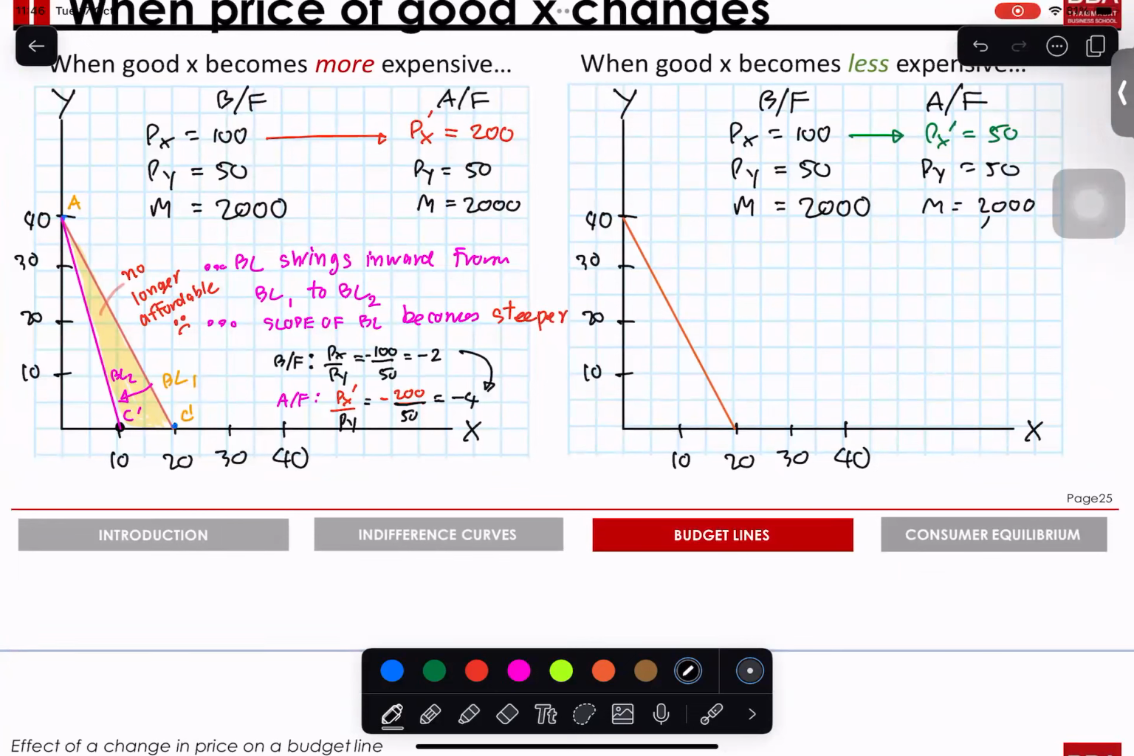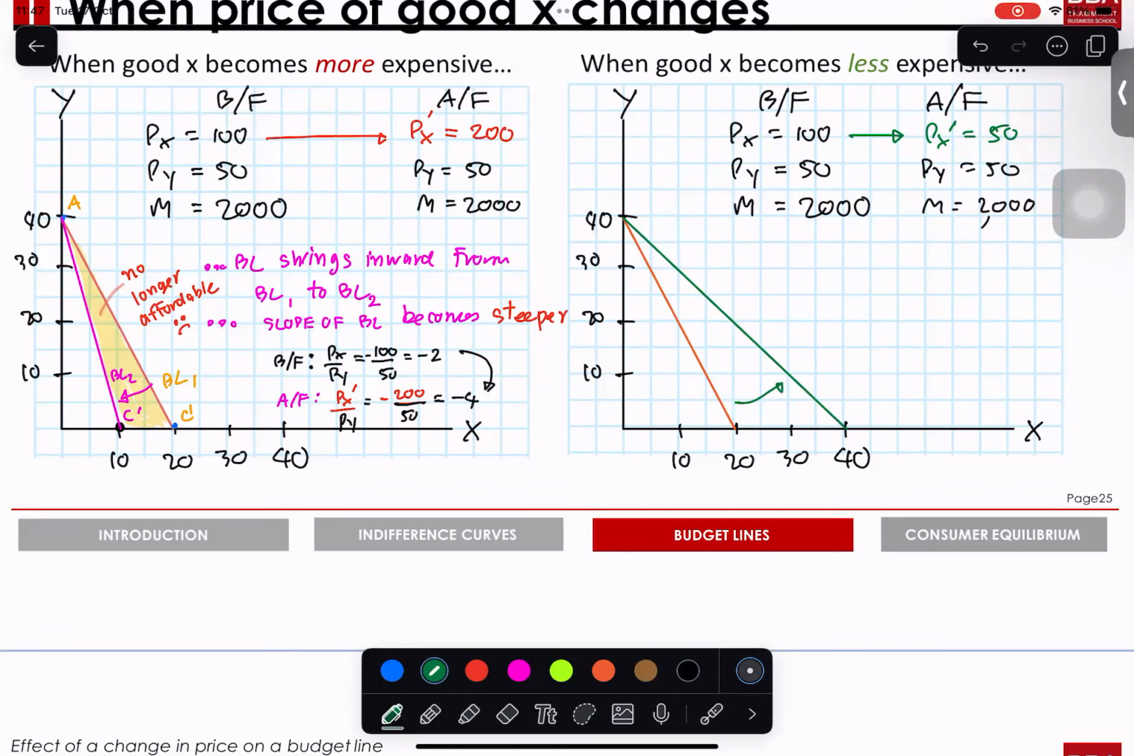Surely, now the budget line will swing outward. The slope, you can imagine, becomes flatter. Then the opportunity cost of X becomes cheaper. And then he will gain happiness, as there are more choices that he could play with. I swing it first for you. You complete it by yourself. But as you do, it will go like this.